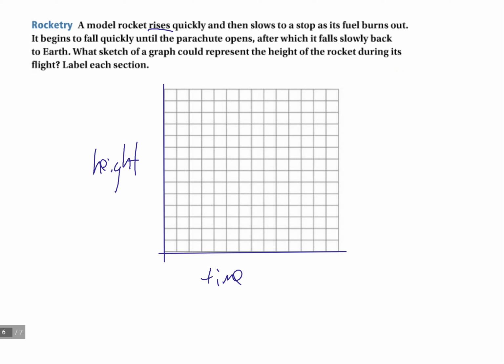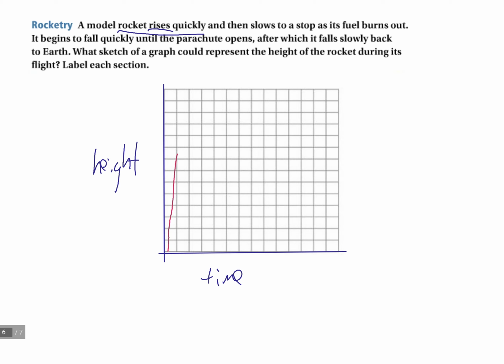Now, at the start of time here in this problem, it says the model rocket rises quickly, okay? So we want to show that. Now I'm going to pick a color here that makes sense so we can see the difference between the axes and so on, okay? So it rises quickly. That means in a short amount of time, it's going to go up very, very high, all right? So I'm going to show in a short amount of time, it goes up very, very high, okay? It's got to be very steep, very quick.